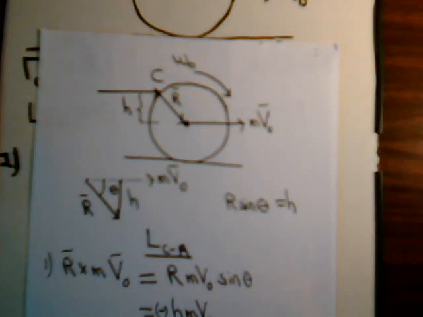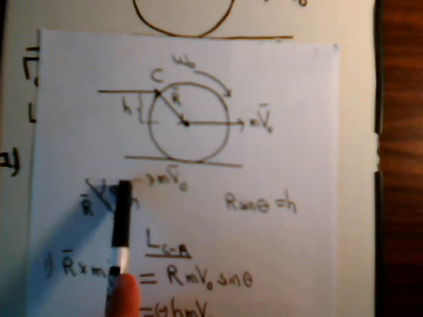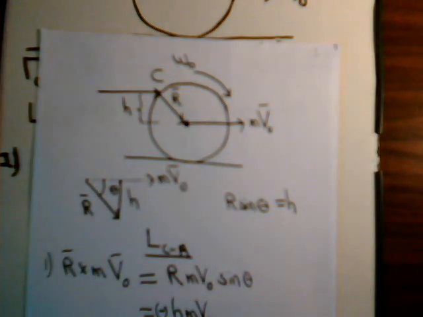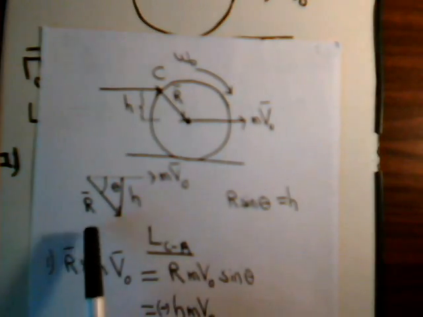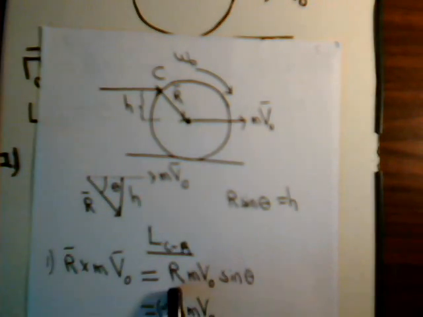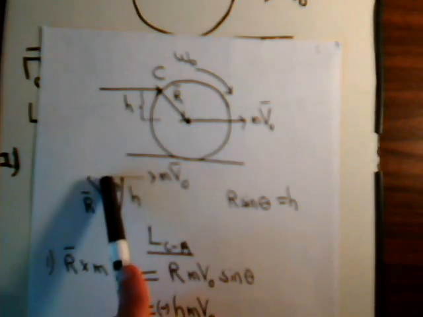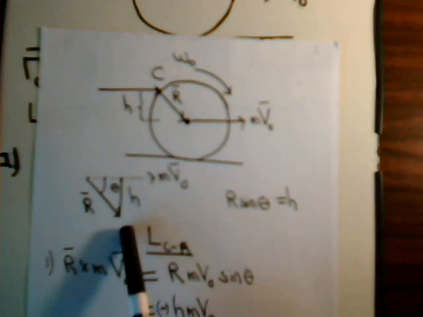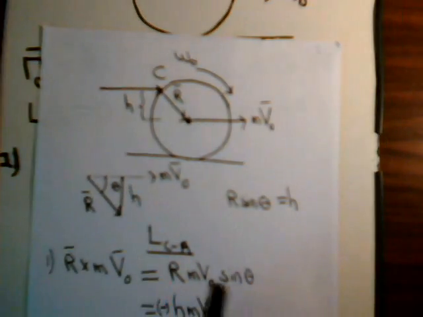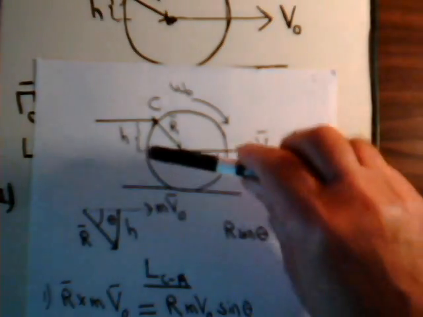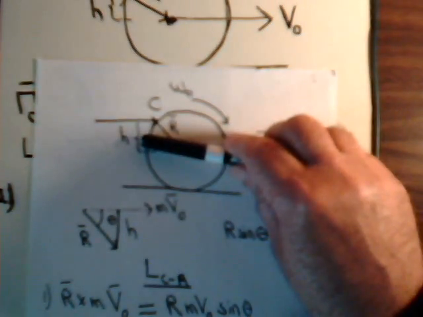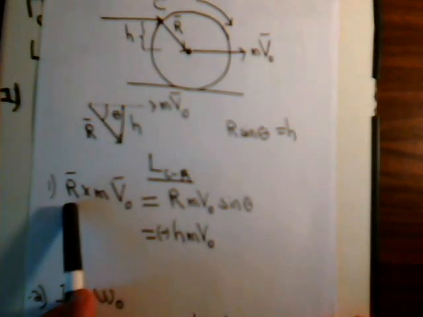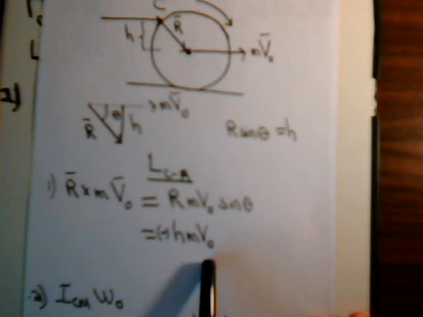When we position the vectors to take the cross product, we do it like this. So here's r, here's mv naught, and that cross product is going to be r mv naught, those magnitudes, times the sine of the angle. r times the sine of this angle is just this vertical distance, h. So this, in terms of magnitude, is just h mv naught.